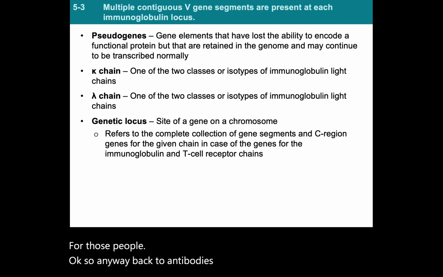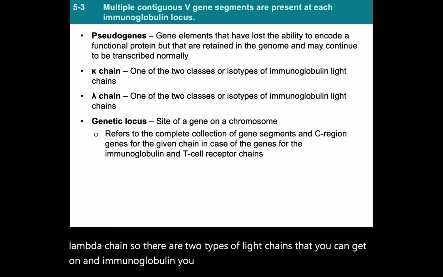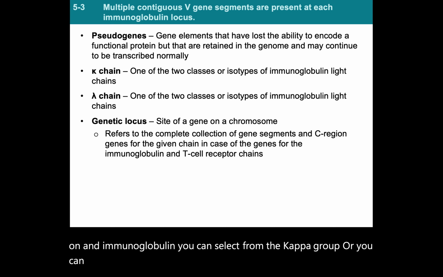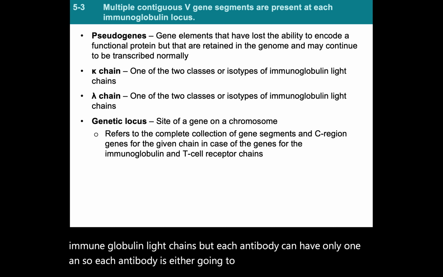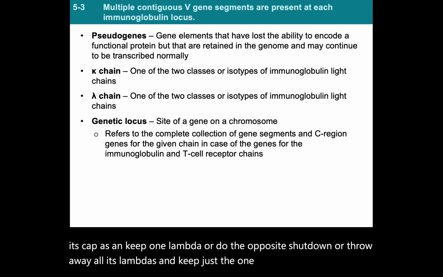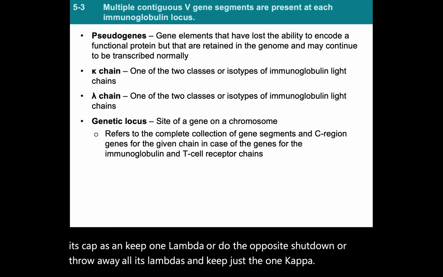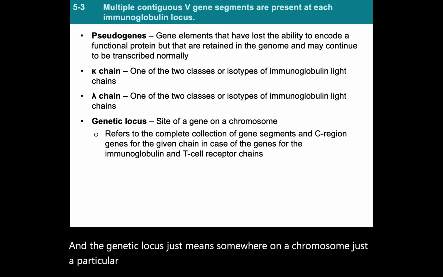We have the kappa chain and the lambda chain. So there are two types of light chains that you can get on an immunoglobulin. You can select from the kappa group or you can select from the lambda group. They will both make functional immunoglobulin light chains, but each antibody can have only one. And so each antibody is either going to shut down or throw away all of its kappas and keep one lambda, or do the opposite, shut down or throw away all its lambdas and keep just the one kappa. And then a genetic locus just means somewhere on a chromosome, just a particular site on a long stretch of DNA.